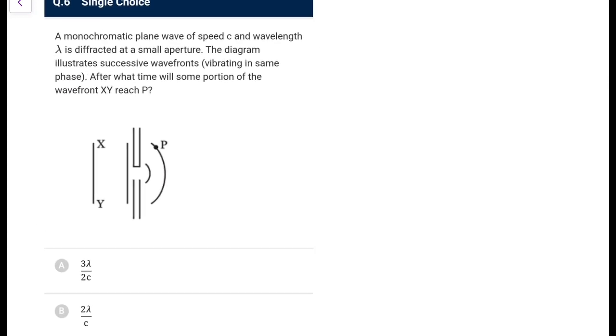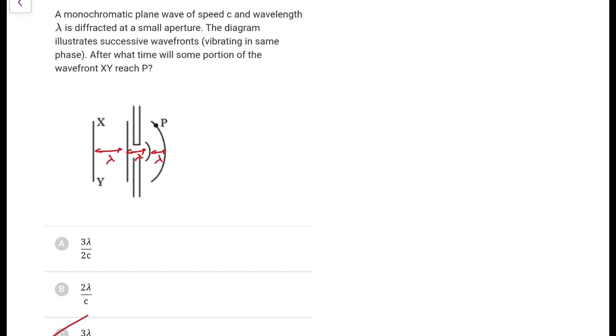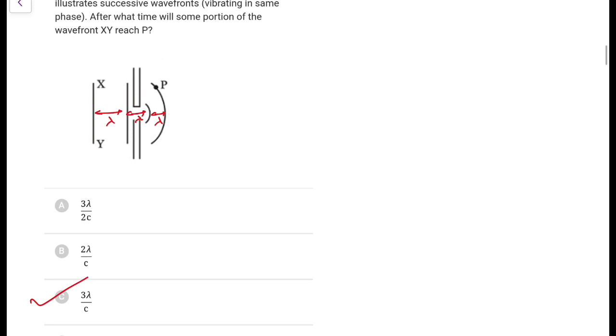Next one: a monochromatic plane wave of speed c and wavelength lambda is diffracted at a small aperture. The diagram illustrates successive wave fronts vibrating in the same phase. At what time will some portion of the wavefront XY reach P? So what we can say, this gap is lambda, this gap is lambda, this gap is lambda. So the gap it is to cover is 3 lambda. So 3 lambda by c, that would be the direct option, because you know the pattern is like that. We draw the two consecutive wavefronts in such a way that lambda is the path difference between them.